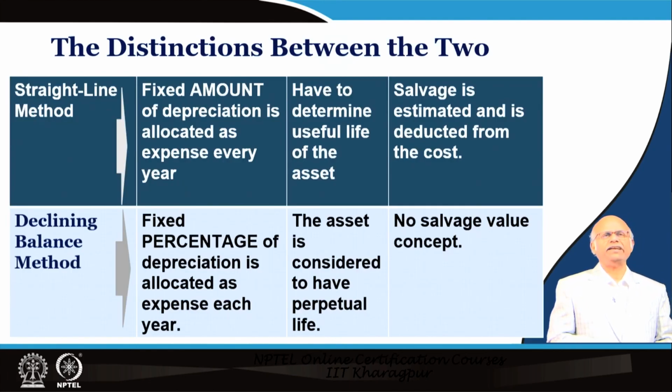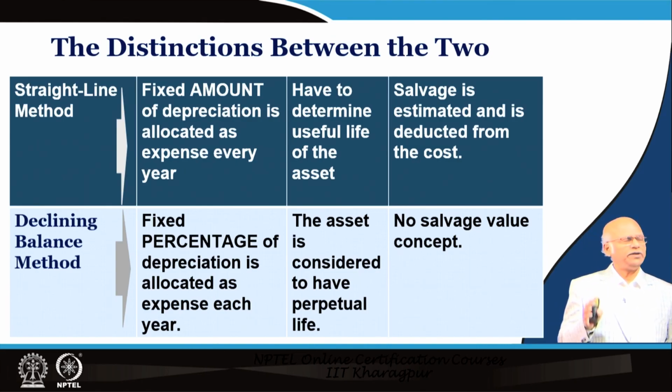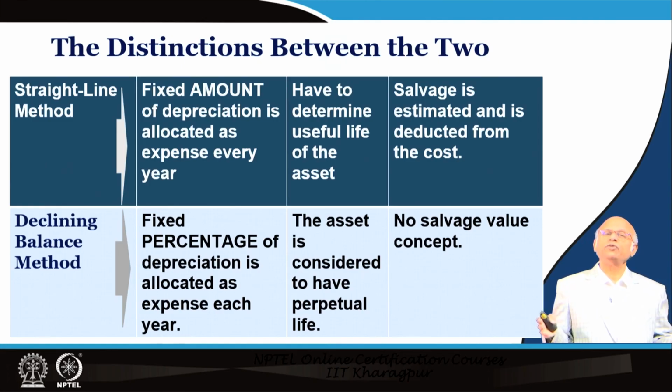Distinction is already very clear. One is that there is no salvage value in case of declining value method, whereas there is a salvage value concept in case of straight line method. In case of a straight line method, there is a useful life concept, whereas in case of declining value method, there is no useful life. In fact, life will remain till perpetuity, because it will never become 0. If you deduct a percentage from the opening value, then the value will never become 0. So, asset will have perpetual life as per declining value method.